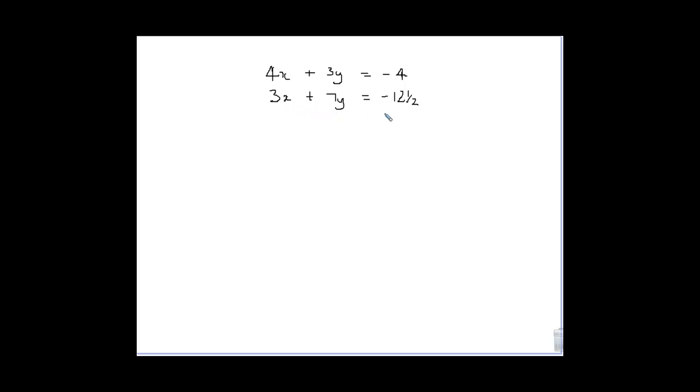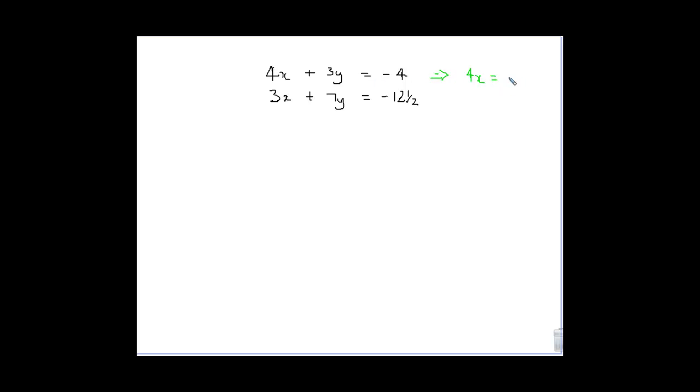And 3x plus 7y is equal to minus 12.5. Again, a little bit of work. So let's get the first one, and we're going to manipulate it. We're going to take now 4x. Let's get this one in terms of x and solve that way this time.